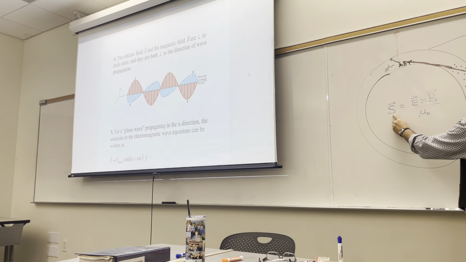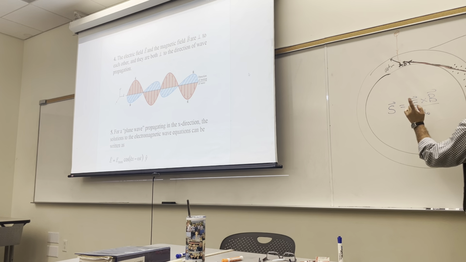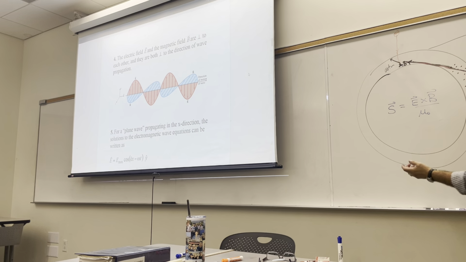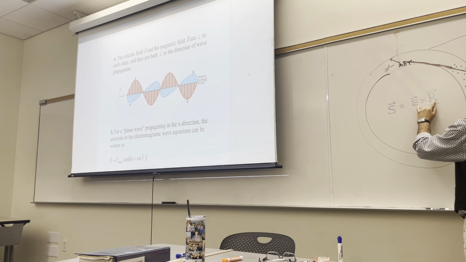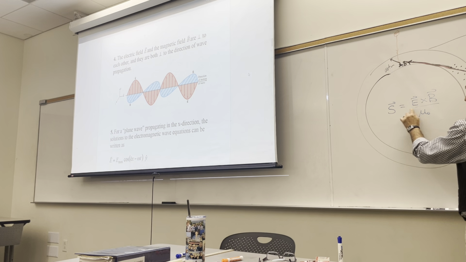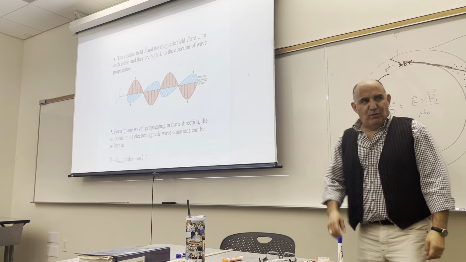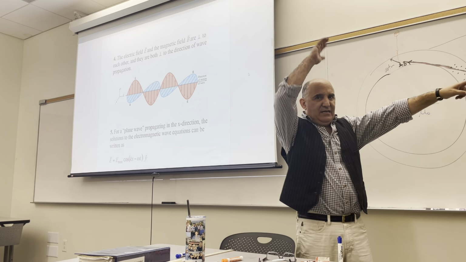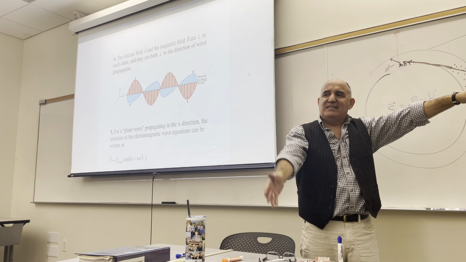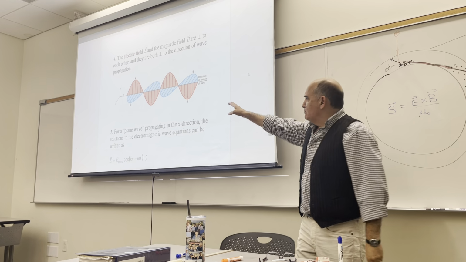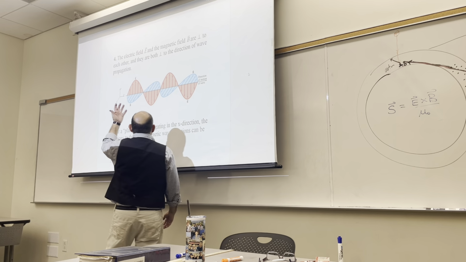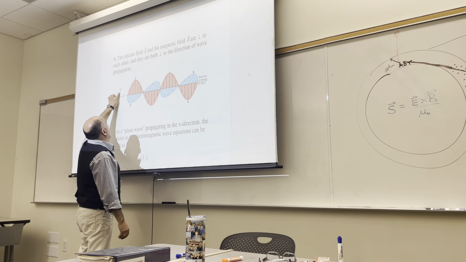Because this vector, which points in the direction that the wave travels, is the result of a cross product of these two vectors, then by definition, for any cross product, this vector has to be perpendicular to both of these. So the direction in which the wave travels has to be perpendicular to the electric field, and it has to be perpendicular to the magnetic field. So if the wave travels along the x-axis, the electric field and the magnetic field have to be in the y-z plane. So in this picture, the electric field is along the y-axis.